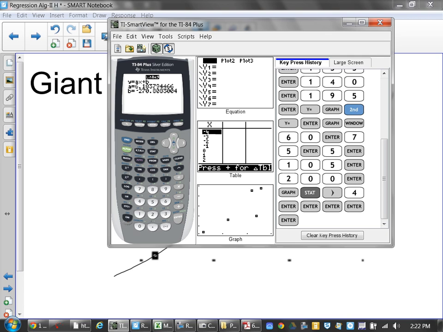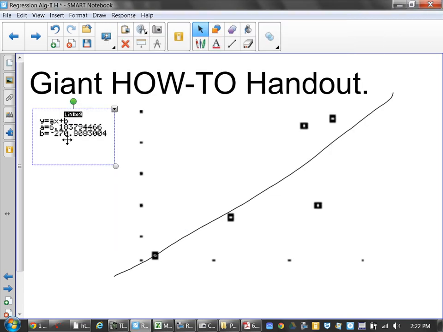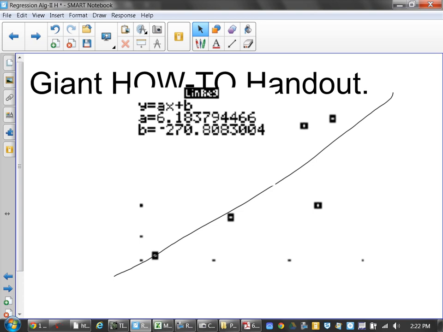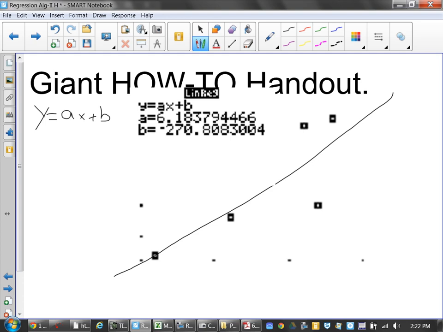Now, here's what this data is telling you. It's telling you that the basic equation for this is in the form y equals ax plus b. It's telling you what the coefficient a is, saying it's y equals 6.18 times x minus 270.81. That would be the line of best fit to that data.